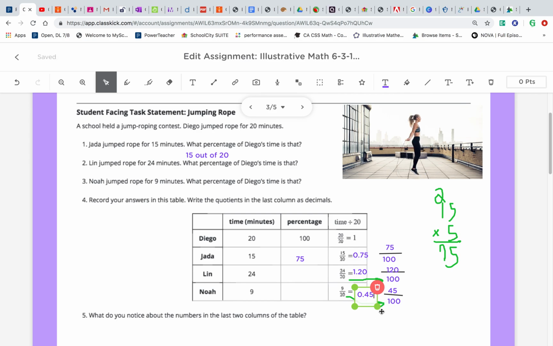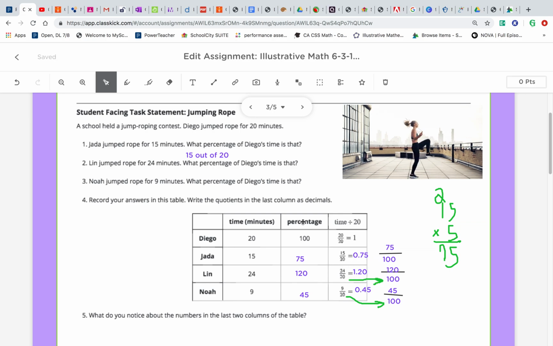0.45. Okay, so I forgot to put in the percentage amount here, but that's okay because we're going to do the same thing for both of these. Okay, so 1.20 as a percentage, we're going to say that it's out of 100. The percentage is out of 100. 120 out of 100, that means it's going to be 120%. Percentage is always out of 100. It's 120%. And 45 out of 100, that means it's automatically going to be 45%.